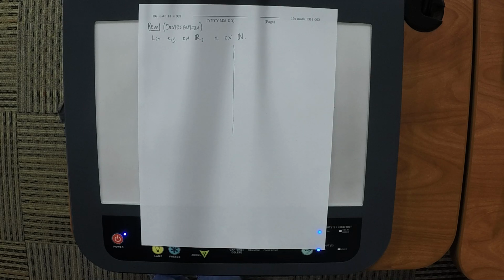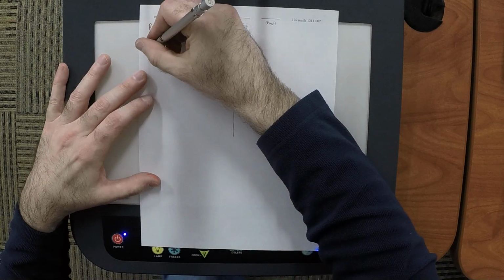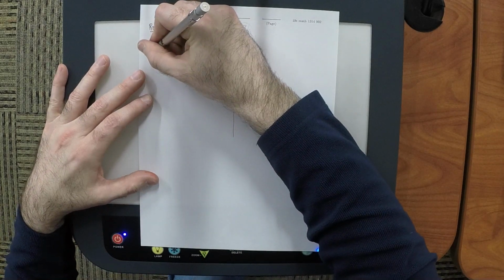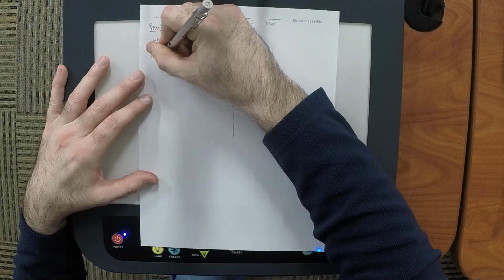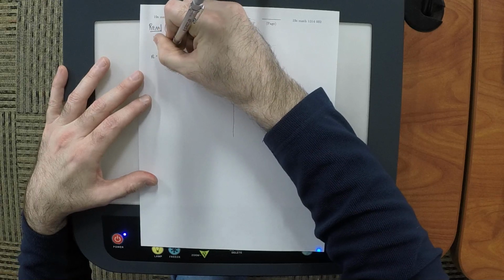Okay, so on the left is something that you know. And on the right is going to be something that it's less likely that you know. All right, so on the left, we have the following. So if you do n multiplied by x plus y, like this.